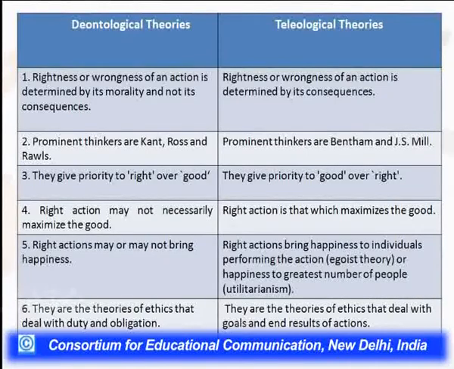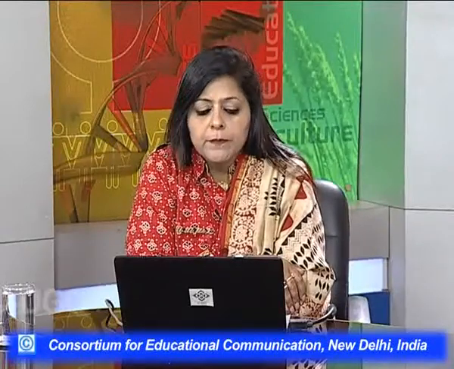So this is the first and foremost difference between the two: the rightness and the wrongness of an action, when you talk about deontology, is judged not on the consequences but on the means to adopt those consequences, whereas in the teleological theories, the nucleus and the main focus is on the consequences, not on the means. So this is the primary difference between the two theories of ethics, the theory of deontology and the theory of consequentialism.